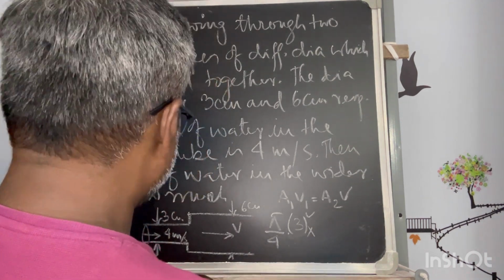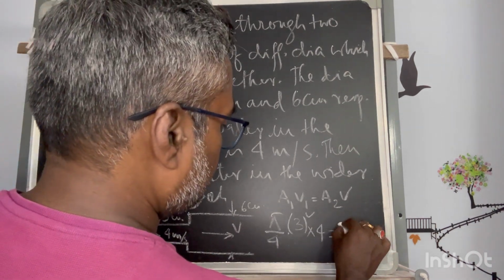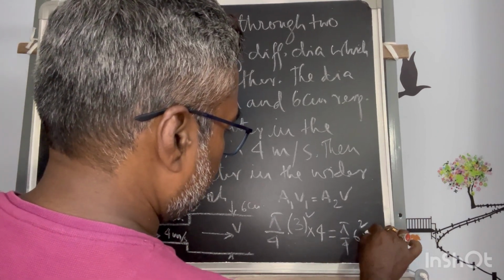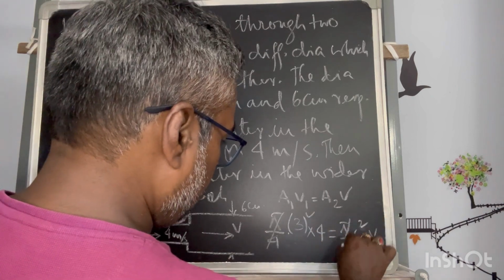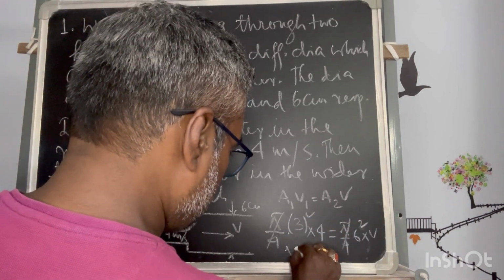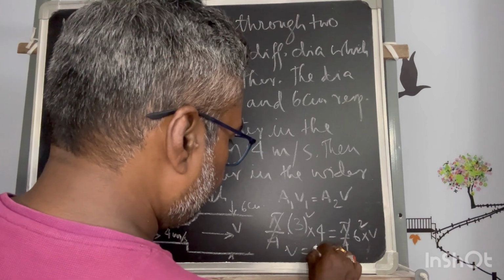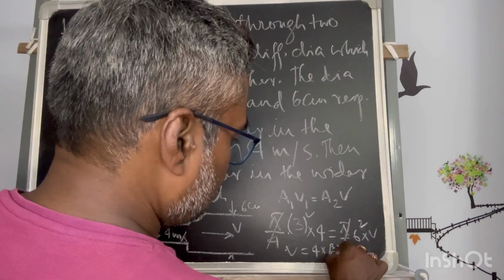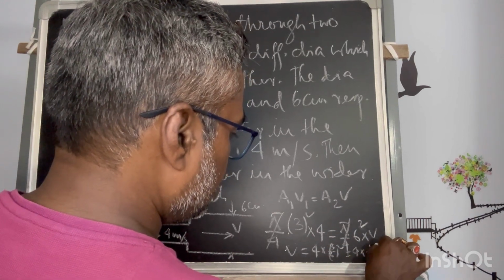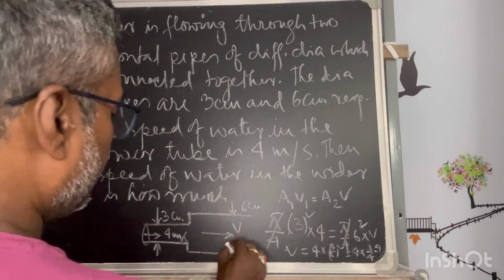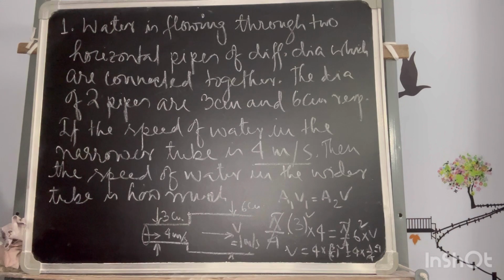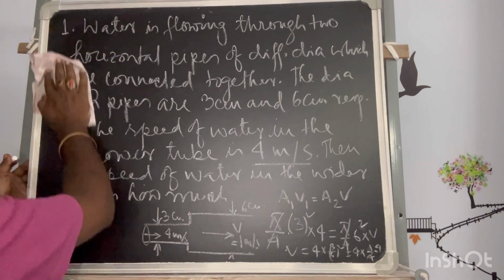So this is v1, the velocity here, which is 4, and A2 is pi by 4 into 6 square, into the velocity v2. The equal term pi by 4 can be cancelled out. So velocity is equal to 4 into 3 by 6 whole square, so 4 into 1 by 2 whole square, that means 1 by 4. So ultimately it's 1. The velocity in the wider pipe is 1 meter per second. Understood? Okay.